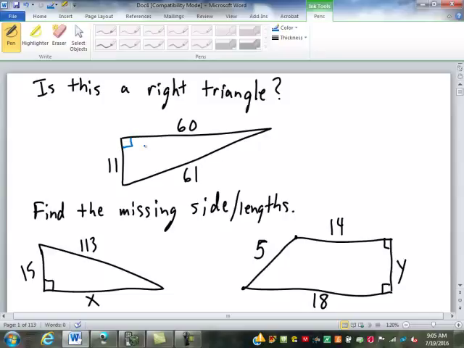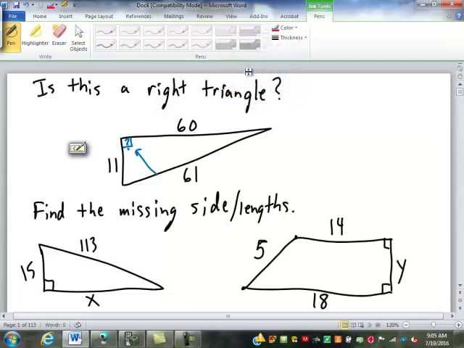Not necessarily. You can't trust my pictures. But if it is a right triangle, the right angle would have to be between the two smaller sides. Remember, the longest side would have to be the hypotenuse, which is across from the right angle. So that right angle is across from the longest side, the 61. If it is a right angle, we don't know that yet, so I'm going to put a question mark in it.